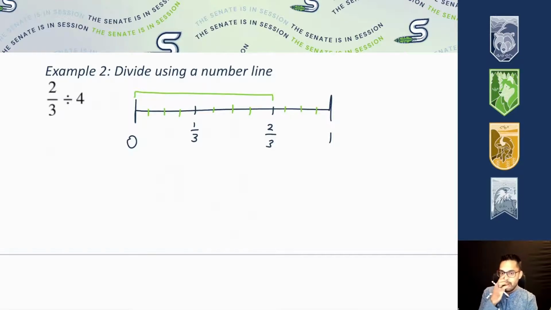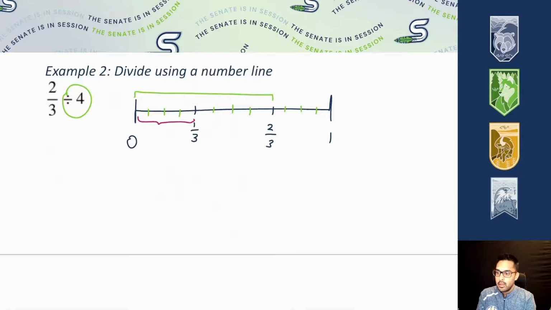Now what you can think about is, if I have those 2/3, how many pieces would there be in each group if I took the 2/3 that I have and cut it into 4 equal parts, because we are trying to divide by 4. So let's just try to count this out. 1, 2, 3, 4. So there's a group of 4.